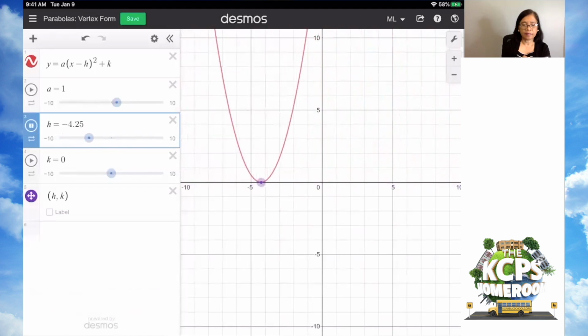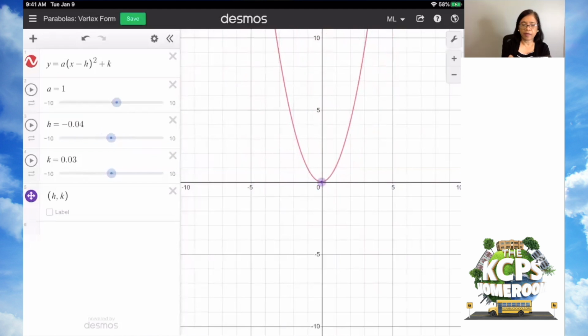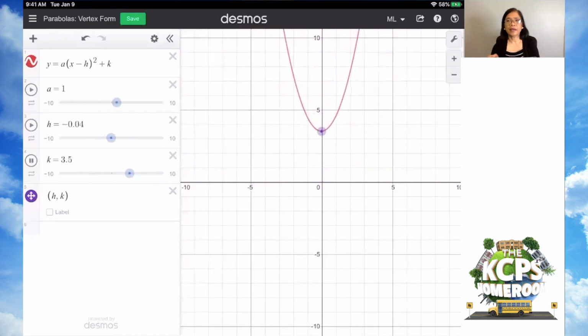Then, what's the effect of changing the value of k? So I move the k. Notice it's a movement upwards or downwards.